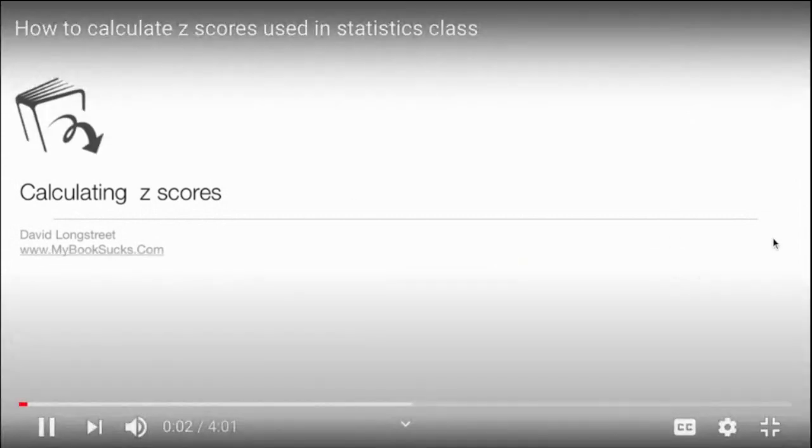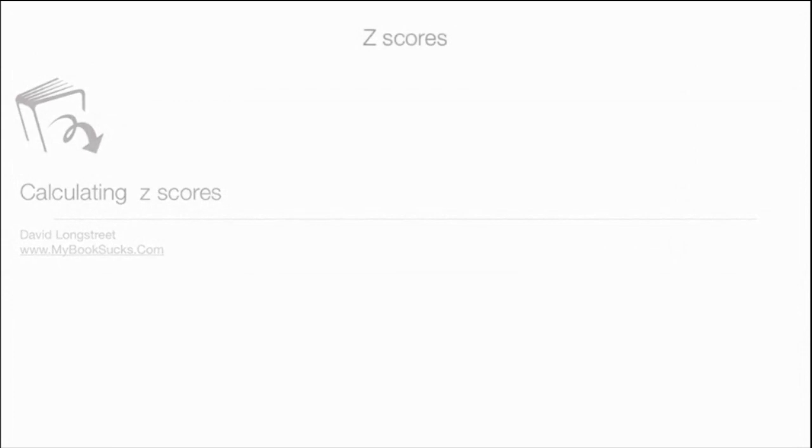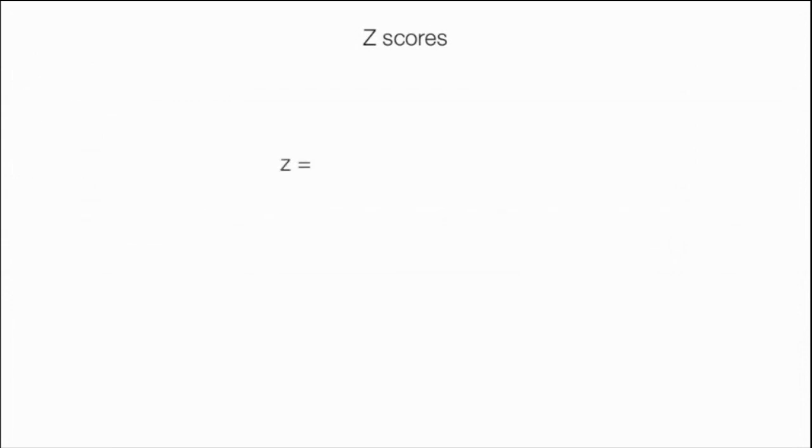I'm going to show you an example of calculating z-scores. This is actually a redo of a video. The formula for z-score is observation minus the mean divided by standard deviation. The typical symbols are z is equal to x minus the mean divided by the standard deviation. Those would be the typical symbols.